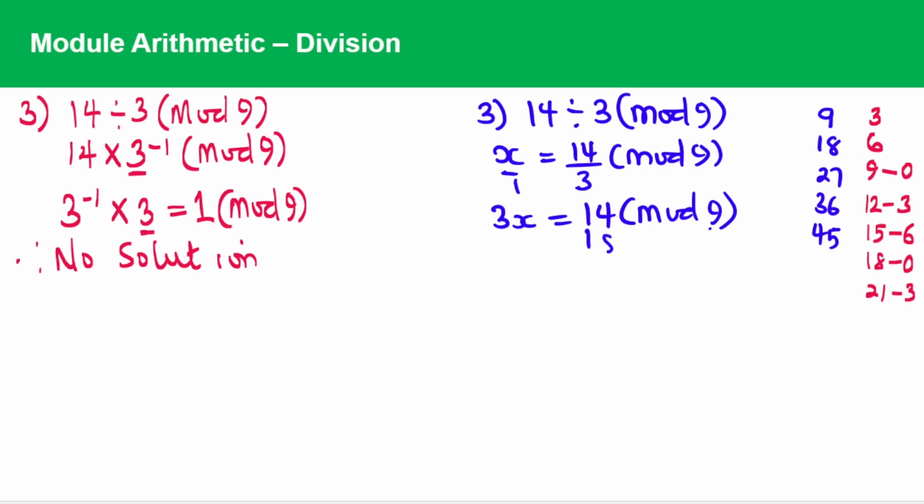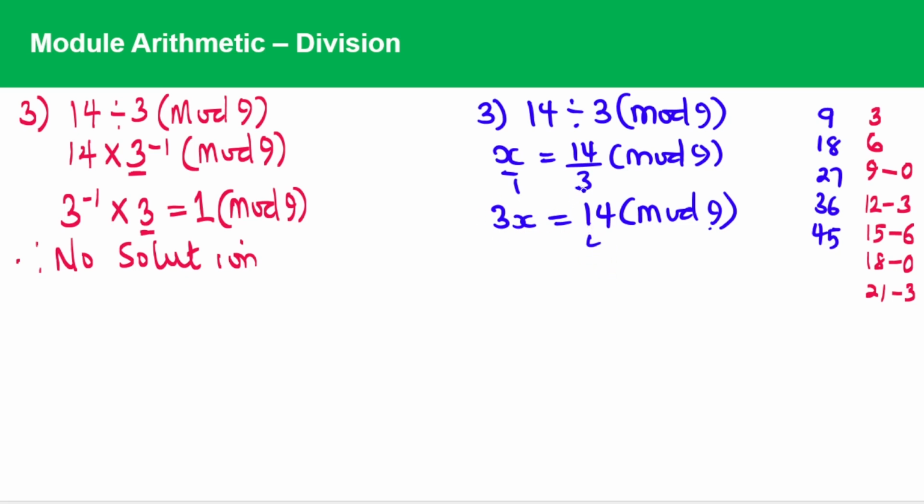If we add 18 to 14, we will get 32 mod 9. 3 cannot divide into 32. The next is 27. 14 plus 27 will give us 41. 41 is not divisible by 3. The next multiple is 36. 14 plus 36 will give us 50. 50 again is not divisible by 3. The next is 45. That will give us 59. 59 also is not divisible by 3.